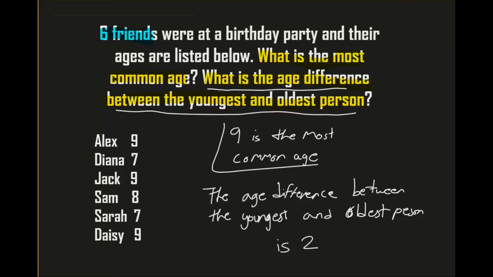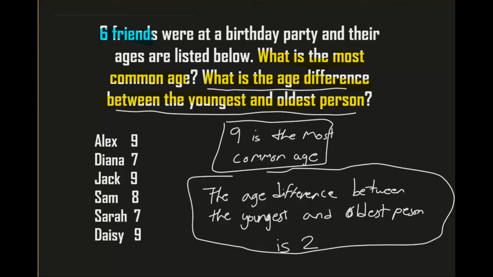We have two answers. So 9 is the most common age, and then the age difference between the youngest and oldest person is 2. I'm sorry about my handwriting, it's obviously not the best one.